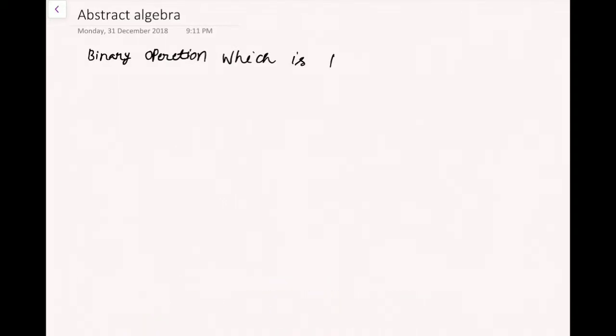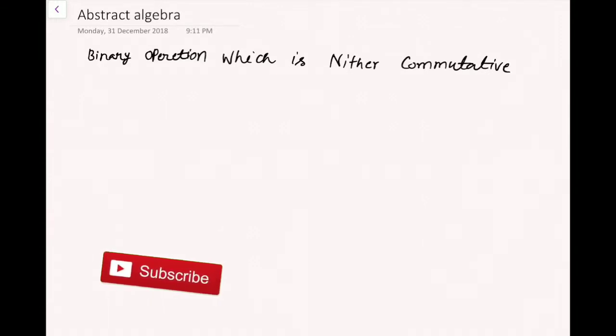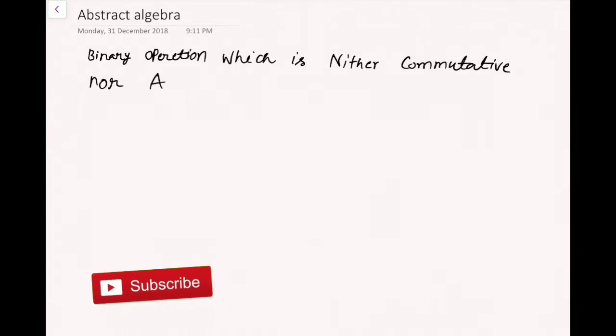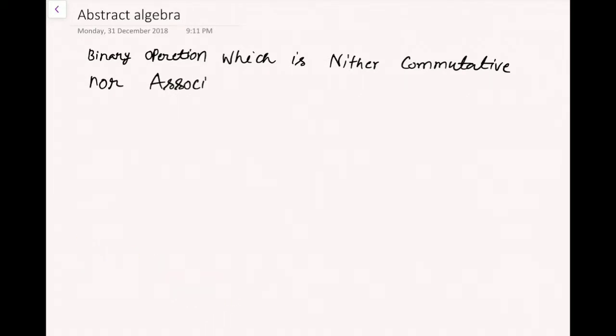Welcome friends. First of all, we shall give the answer of the previous lecture. The question was, we have to give an example of a binary operation which is neither commutative nor associative. There may be some other examples, but here I give a special example.